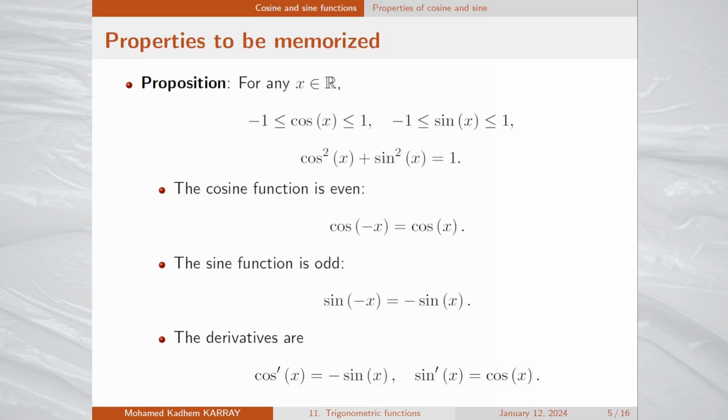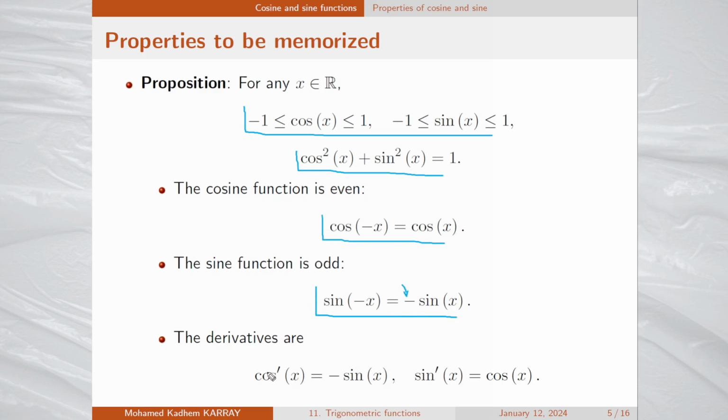Here are the basic properties of the cosine and sine functions. Firstly, the cosine and the sine are between -1 and 1. Secondly, the cosine squared plus the sine squared equals 1. Moreover, the cosine function is even, which means that cosine of -x equals cosine of x, and the sine function is odd, which means that sine of -x equals minus sine of x.